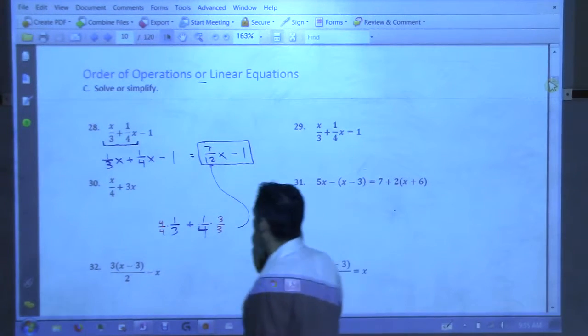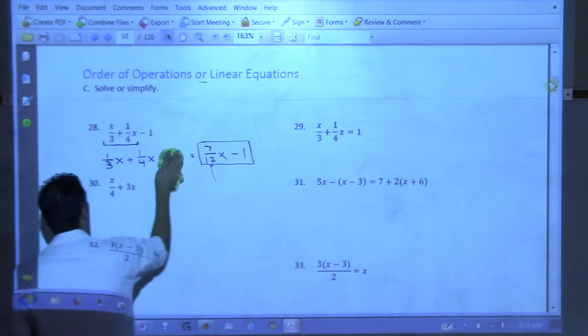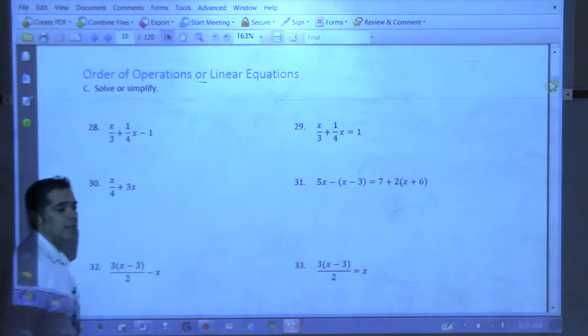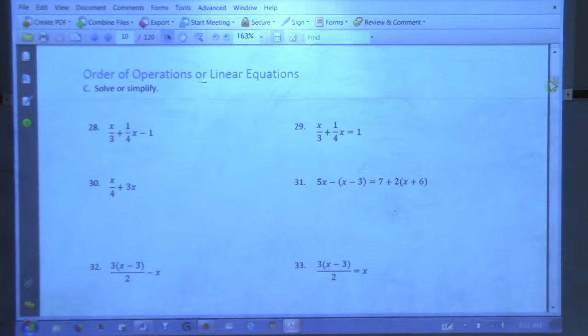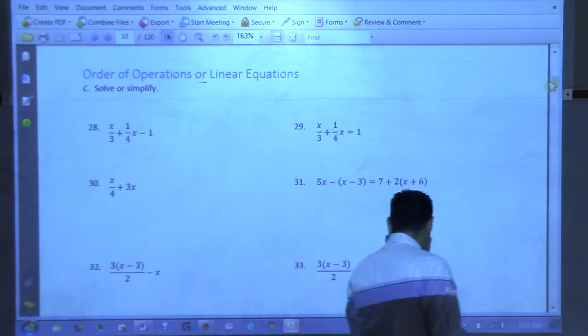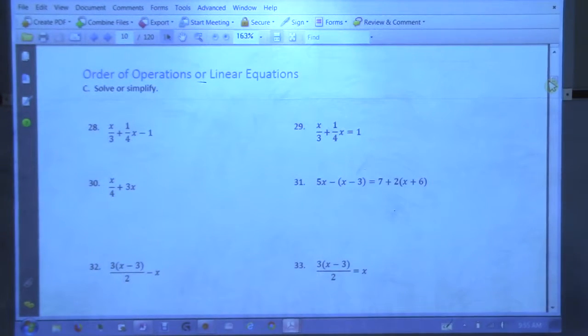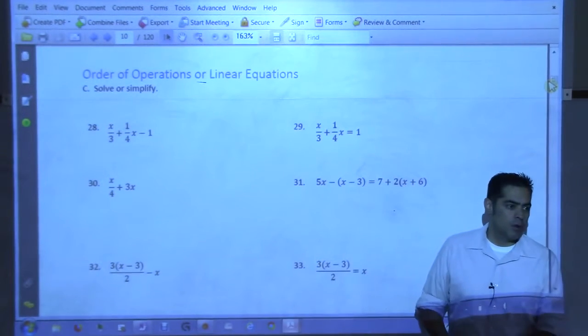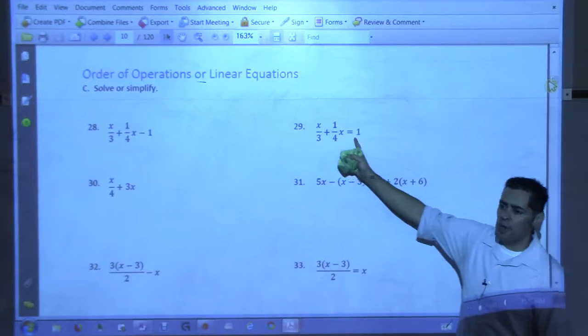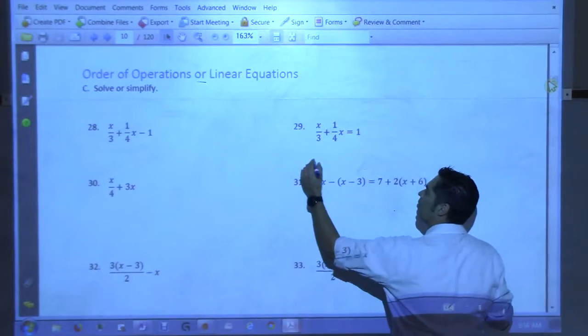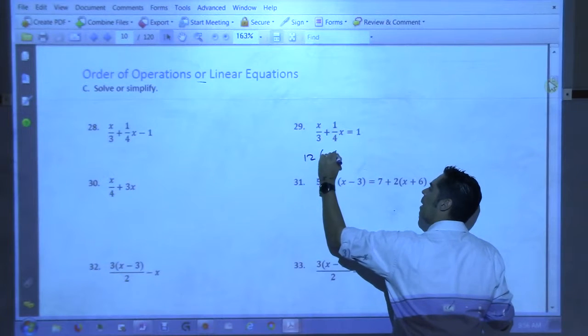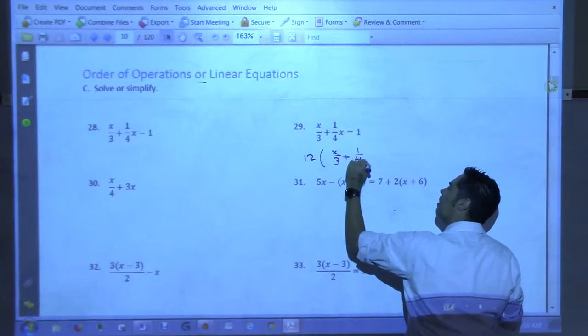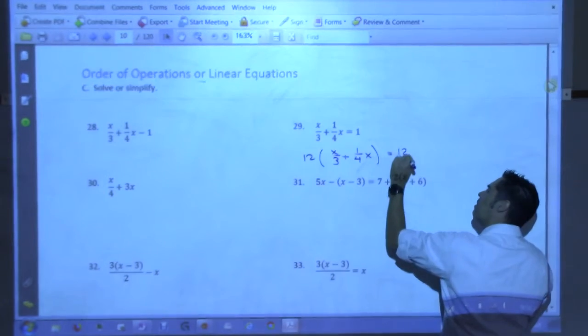Okay, now number 29, the difference between number 28 and 29 is that for 29 we do have an equal sign. And because we have an equal sign, this is like the problems we just did a second ago. We find a common denominator and multiply it through both sides. So what would be the common denominator here, Pepe? On this one, what would be a common denominator? 12, right? So I can multiply 12 through on both sides. So watch how this works. I'm going to do 12 x over 3 plus 1/4 x equals 12 times 1.